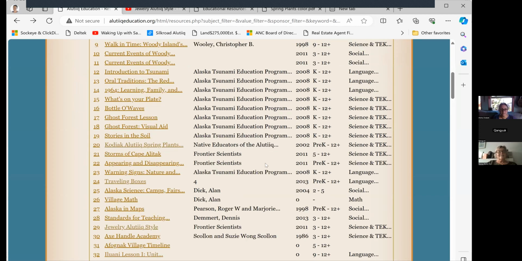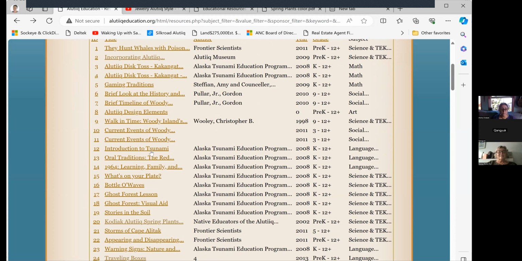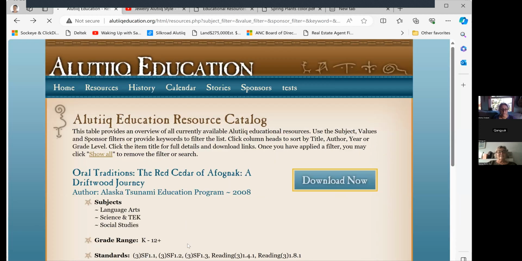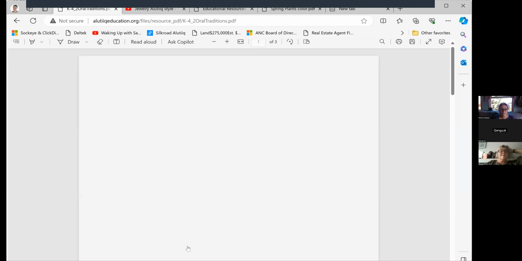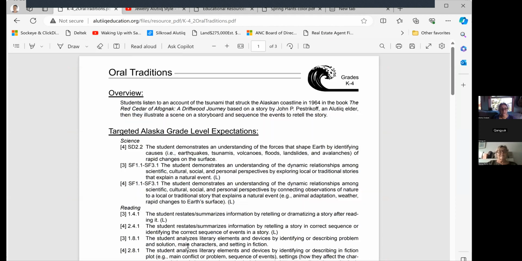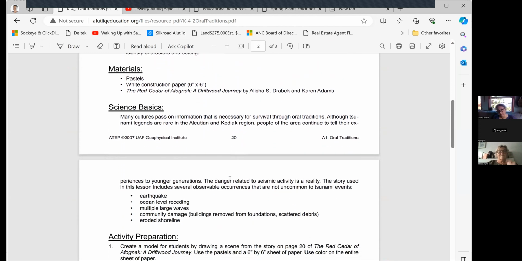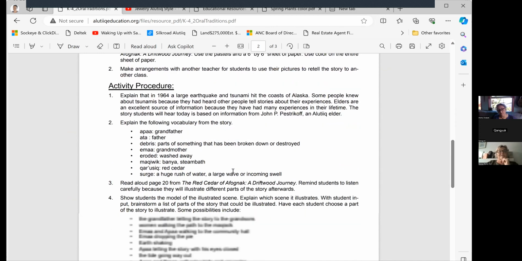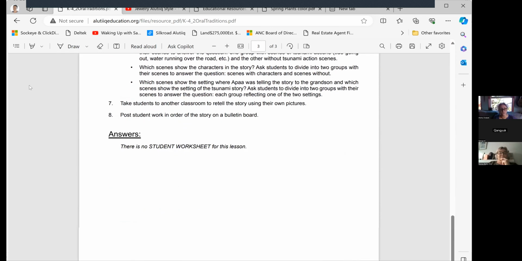The Alaska Tsunami Education Program put out a bunch of really neat materials, a book they just developed, and we wanted to capture it. There was one specific to the book I wrote, The Red Cedar, Vafagnac Driftwood Journey. They have grade level expectations or standards, objectives, and materials. This is more like what you would expect to see in a lesson plan for a teacher to use.